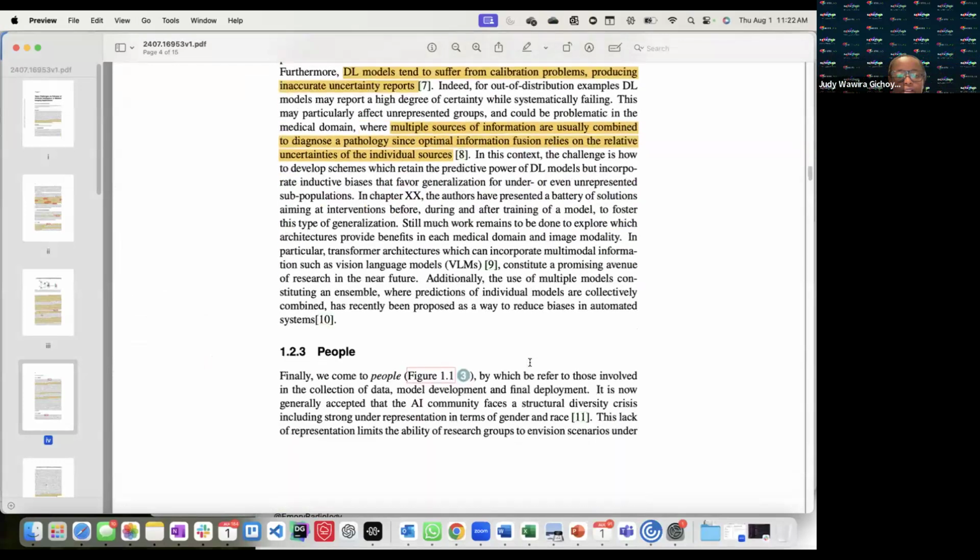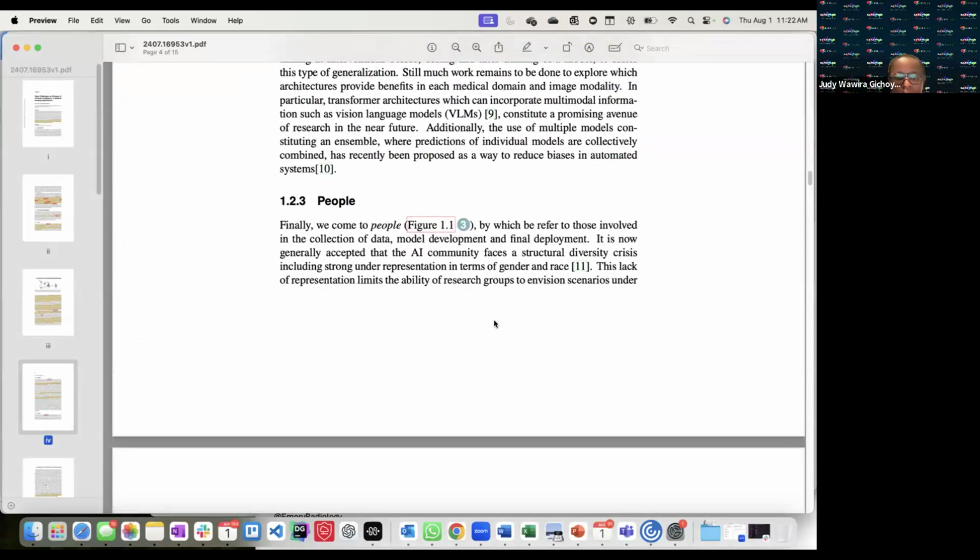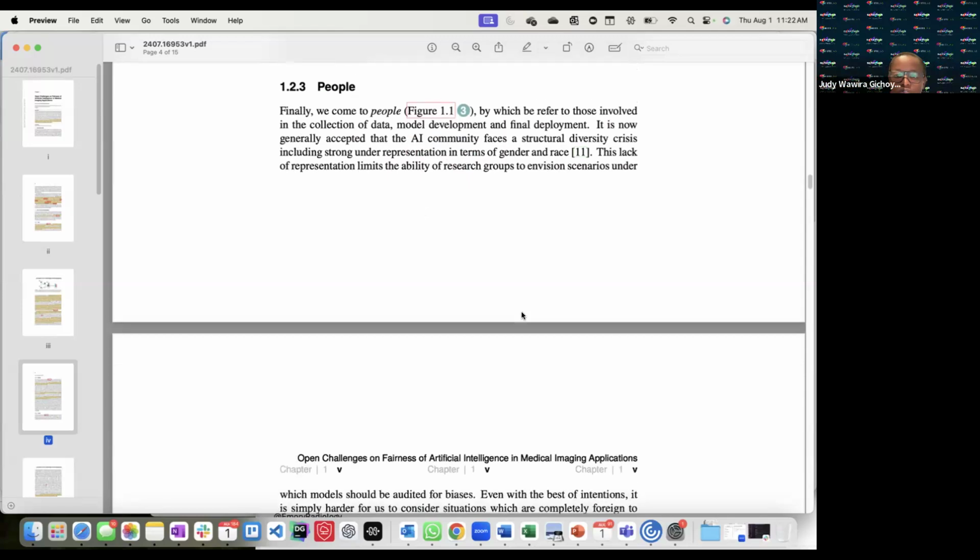So when it comes to people, the authors look at not only those people who are collecting the data, but also model development and deployment. So it's the whole pipeline. This is why we do datathons. We want to improve participation from a group of people and create a village of knowledge.